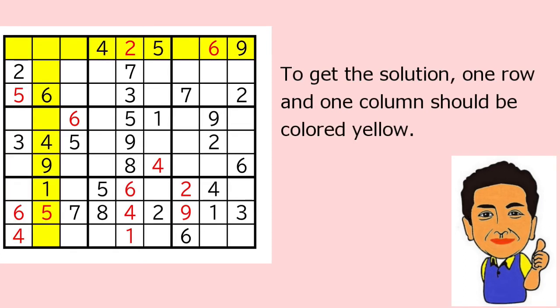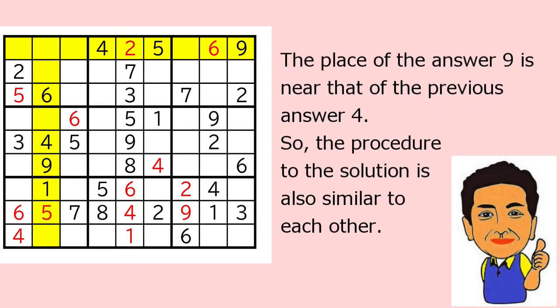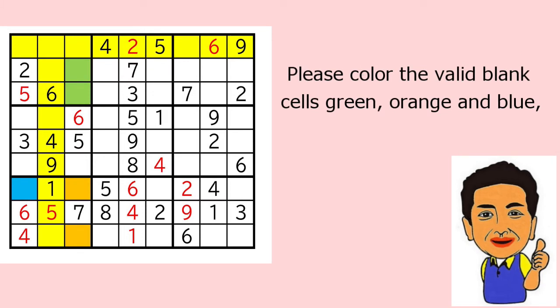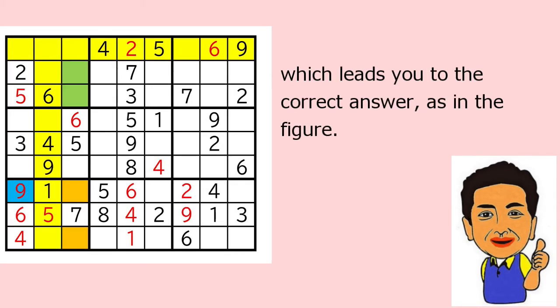To get a solution, one row and one column should be colored yellow. The place of the answer 9 is near that of the previous answer 4. So, the procedure to the solution is also similar to each other. Please color the valid blank cells green, orange, and blue, which leads you to the correct answer, as in the figure.